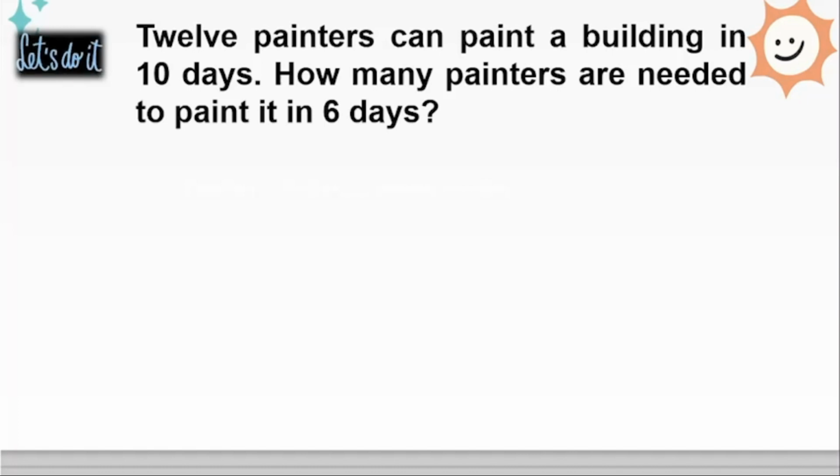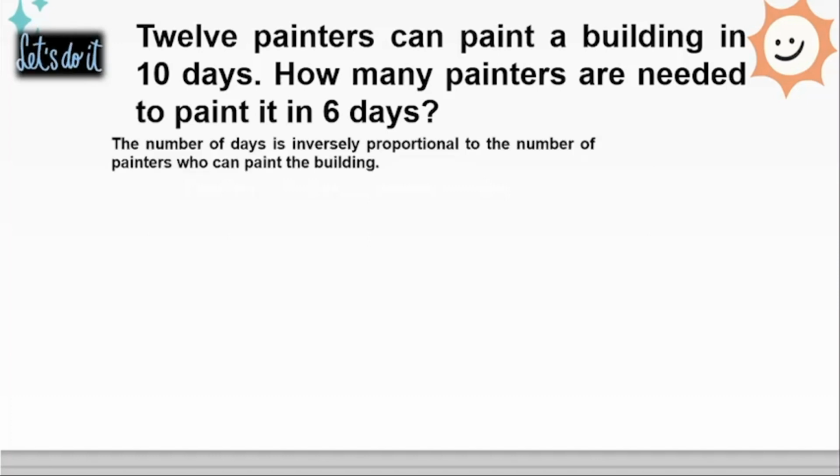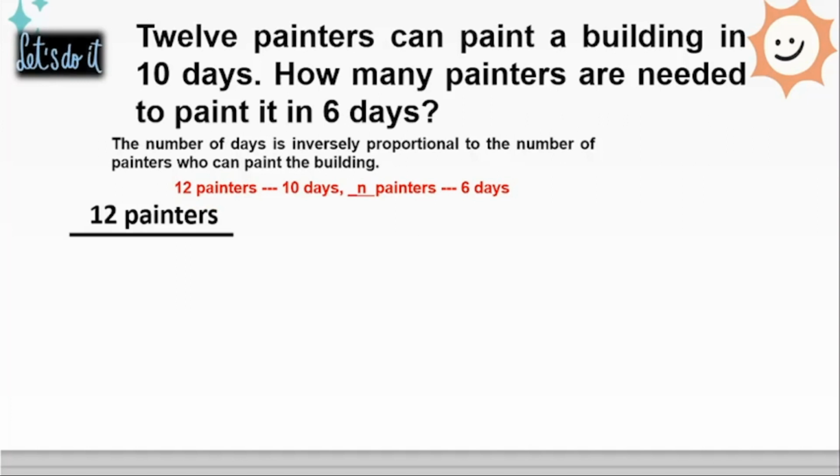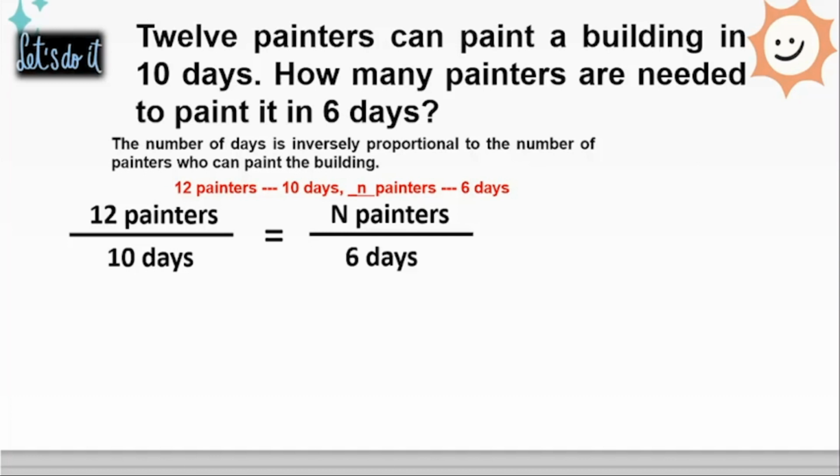Okay, let's solve this one. We can use the direct proportion setup. We can also see here that the number of days is inversely proportional to the number of painters who can paint the building. So we use the direct proportion setup even though the problem is indirect. So 12 painters to 10 days as n painters to 6 days.